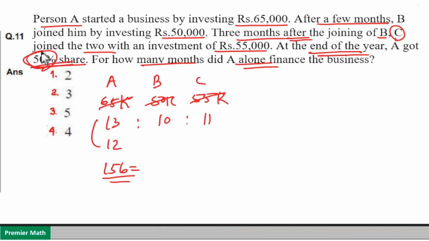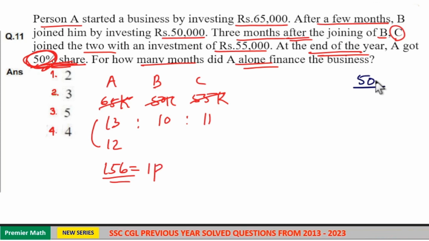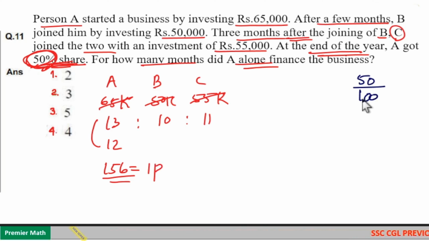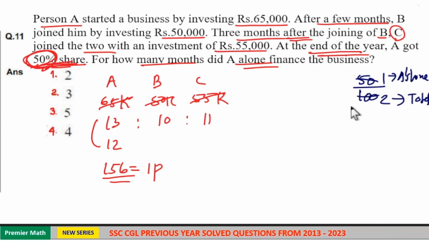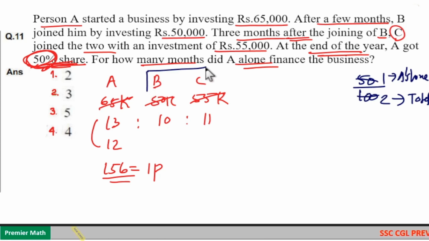This 156 is half of the total share. That is, 50% share is A's share, which means if the total share is 2 part, out of this 2 part, 1 part is his share. 50% means 50 by 100, that is 1 by 2. If 2 part is the total share, then 1 part is A's share. Then the remaining 1 part is B plus C's share.